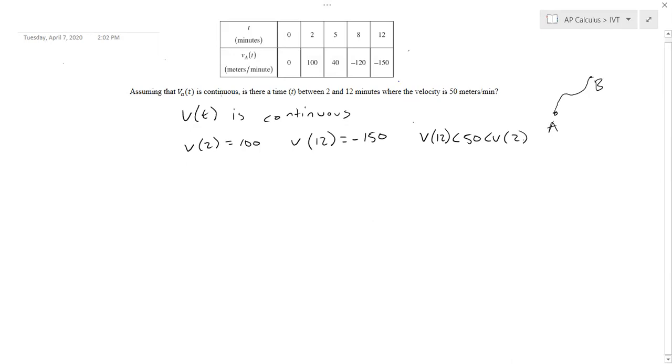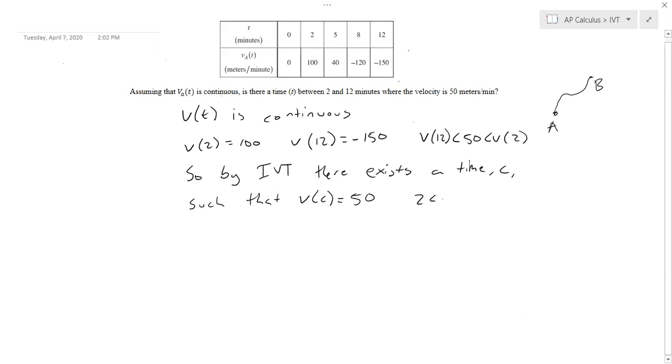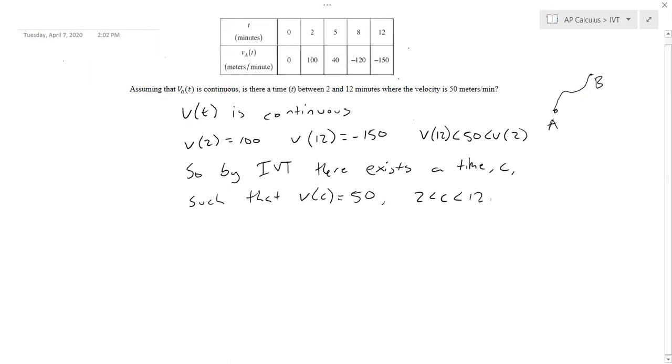Now, because we've written all the stuff that we need for the IVT, we can say, by IVT, the intermediate value theorem, there exists a time, which I'll call c, such that v of c equals 50, and that c is between 2 and 12. So this is what you need to write for the full justification points.